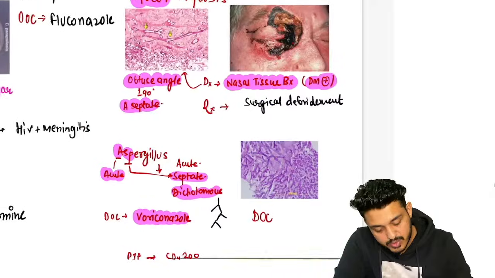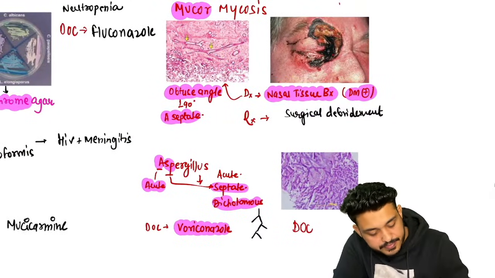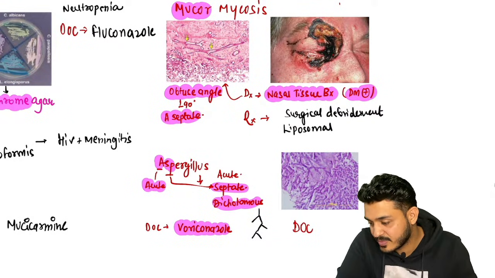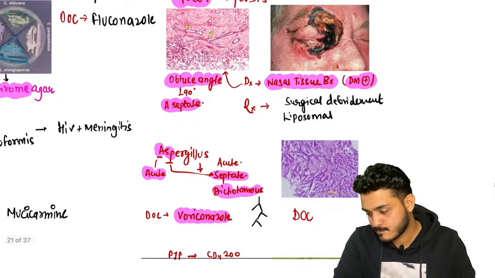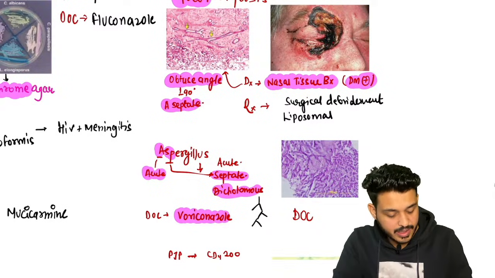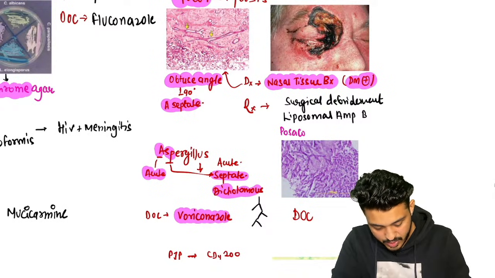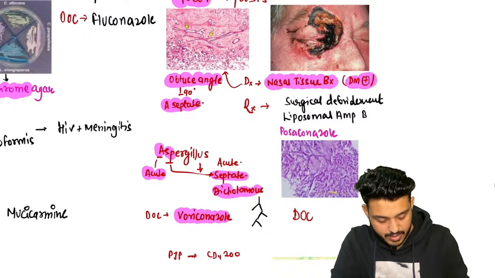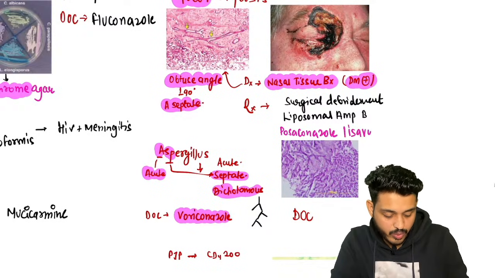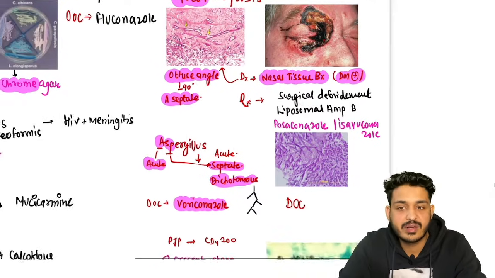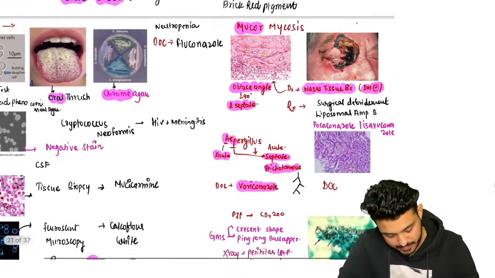The drug of choice for aspergillus is going to be what? Voriconazole. Whereas the drug of choice for mucormycosis is liposomal amphotericin B. What other drugs? Oral drugs. Can you answer me? Oral drugs. These are posaconazole. We can also use isavuconazole. Posaconazole or isavuconazole is something we can also use for mucormycosis.